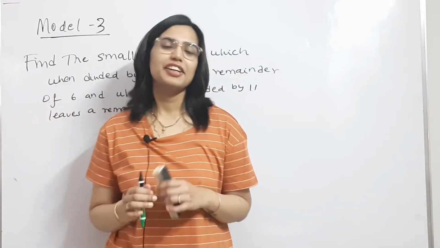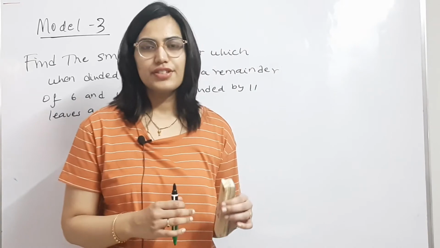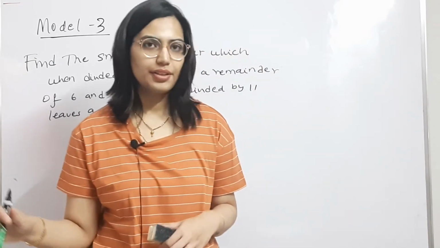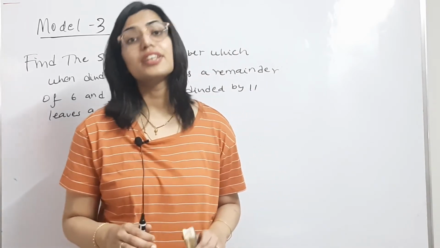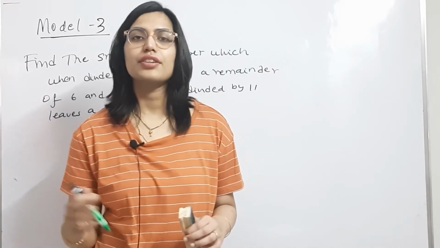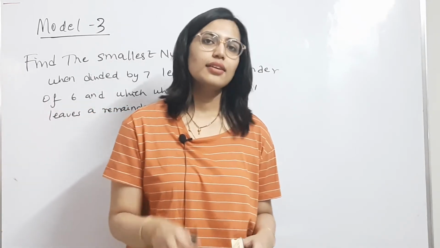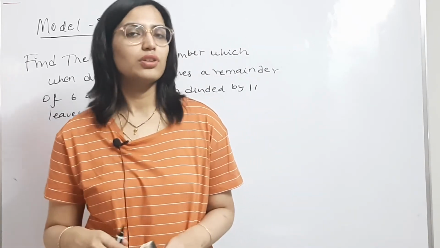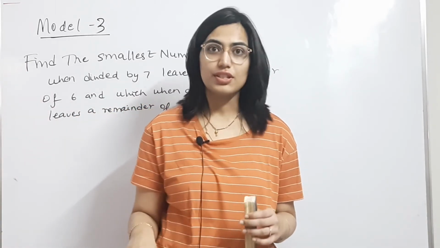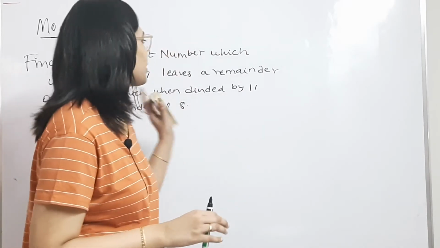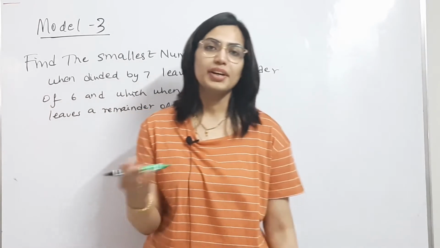Now the last and final model is this one. So in previous 2 models we have seen that there will be 3 divisors and common remainder. You know that for a fact. You need to follow the first model, and whenever there are 3 divisors leaving different remainders, but the difference between the divisors and remainders are same, then you will have to follow model 2. But in this case, the difference between the divisors and remainder is not same, as well as there is no common remainder that is left behind when you divide n by 2 or more divisors.